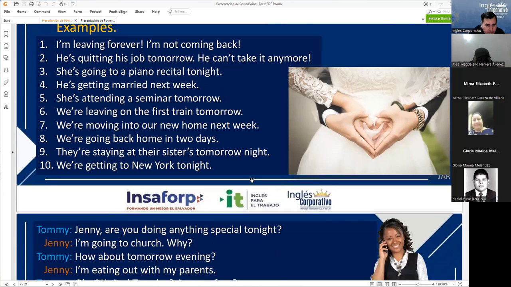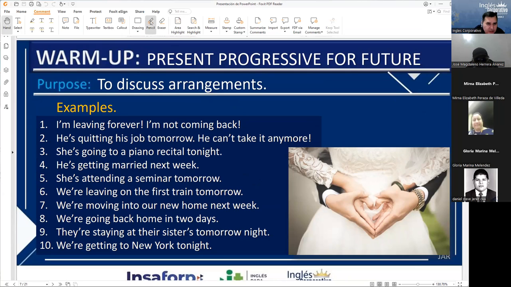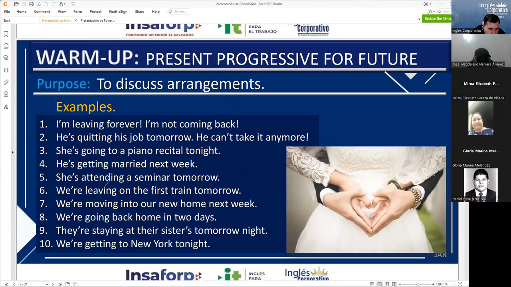Okay, before we move on, I would like two volunteers to read the examples. One volunteer, part one, and the other volunteer, part two. Who was the lady who said me? Silvia, okay, please read the first five.